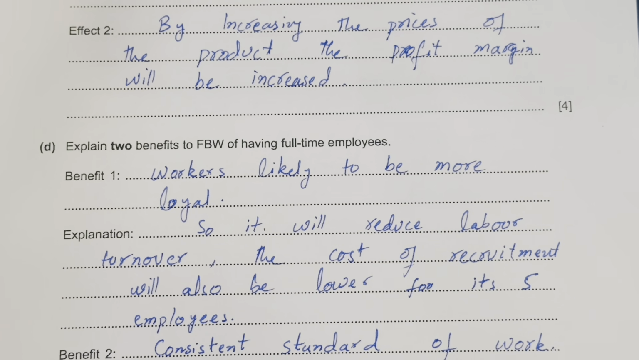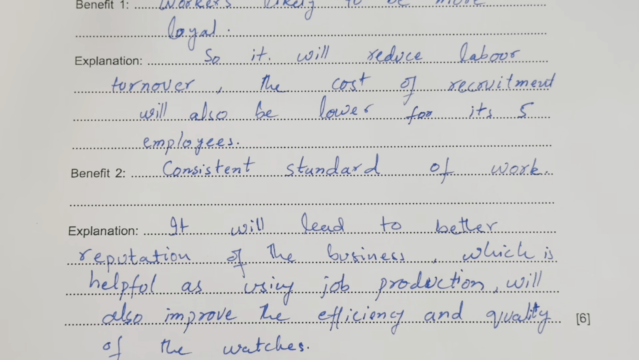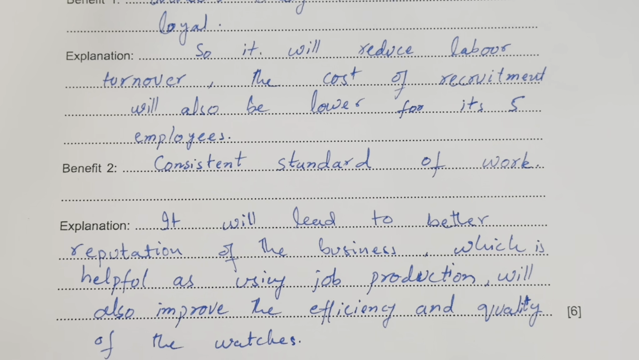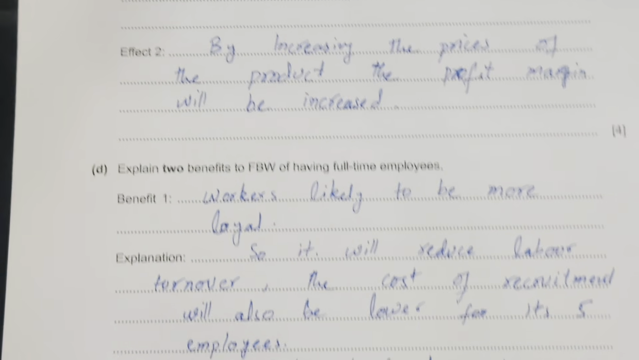The next benefit is consistent standard of work. Consistent standard of work means each employee has full-time experience of working in the particular conditions. It will lead to a better reputation for the business, which is helpful, as using job production will improve the efficiency and quality of the watches. Employees would be trained well, and their efficiency and the quality of the watches will also be greatly increased. So this was a 6-mark question. Hopefully you are getting it.